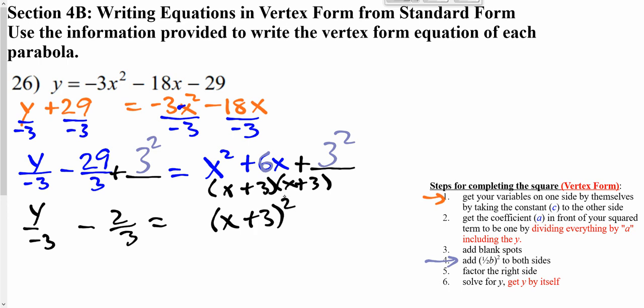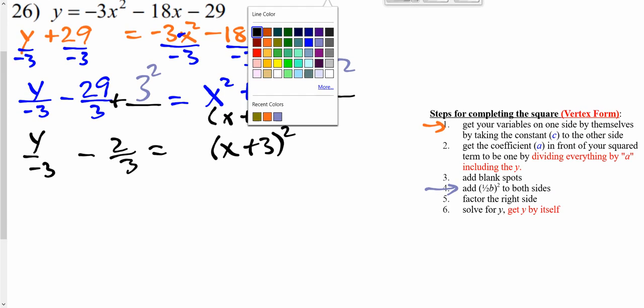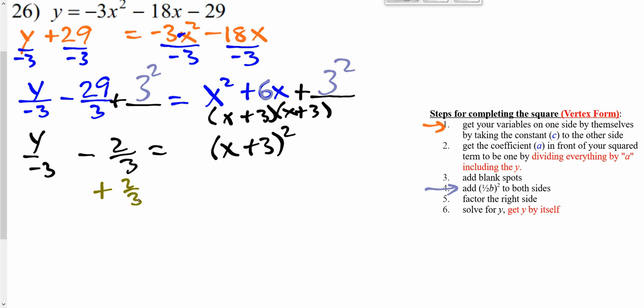Now we have to do our last step. We need to go ahead and get y by itself. Well, to get y by itself, we have to get rid of that 2/3. It's negative right now, so I'm going to add a 2/3 to both sides.